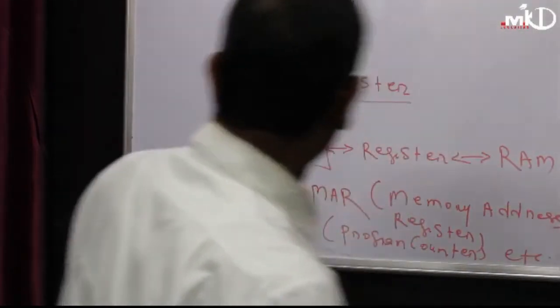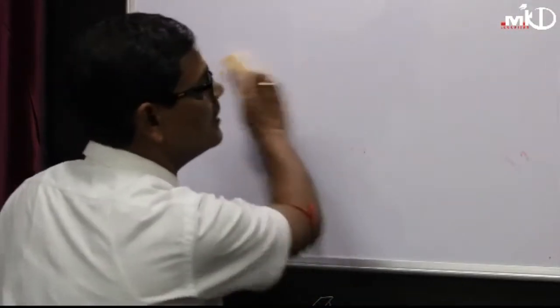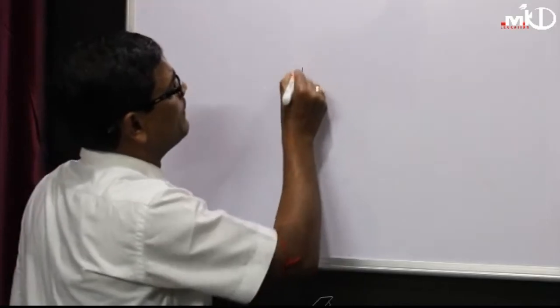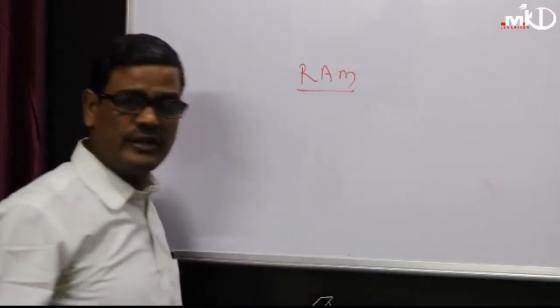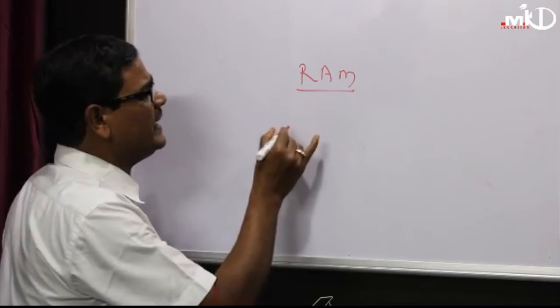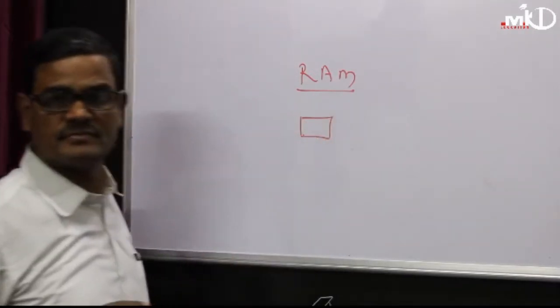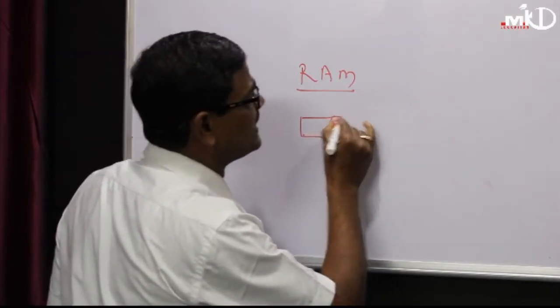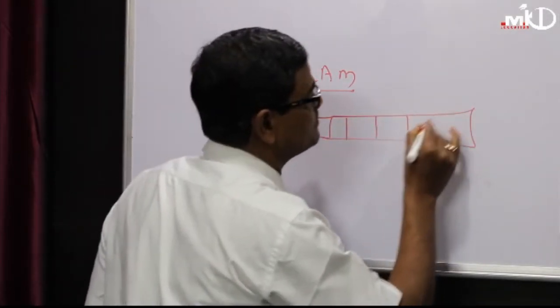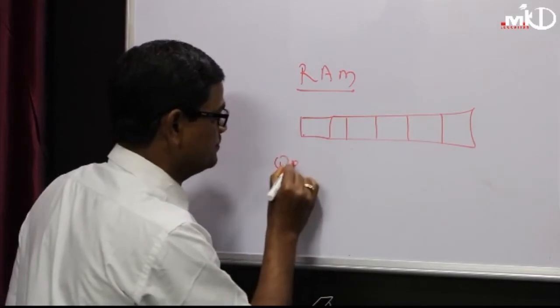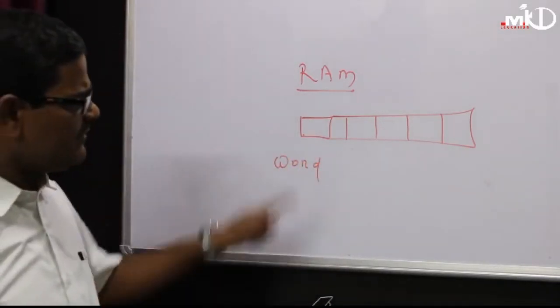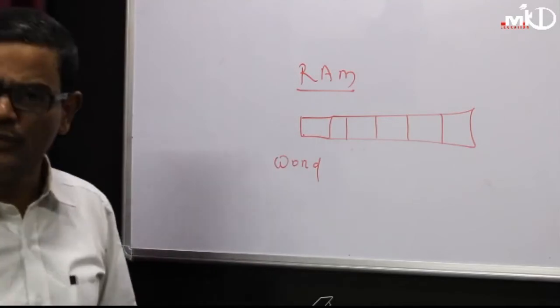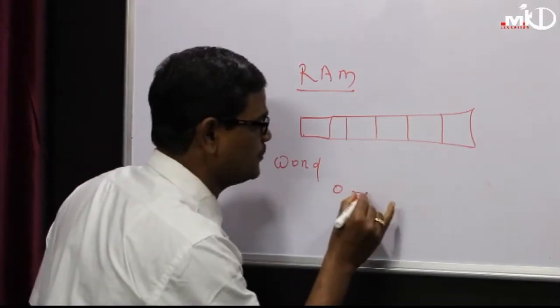Again, if we discuss the primary memory, RAM, random access memory, this RAM is divided into a number of cells. A collection of organized cells is called a word. Every word or every cell has a unique address. That address varies from 0 to n-1.